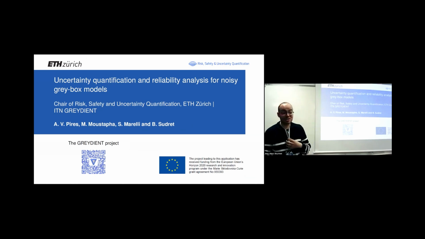I have been working for the GREYDIENT project since 2021. I work from ETH Zurich at the chair of risk, safety, and uncertainty quantification. The topic of my research is uncertainty quantification and reliability analysis for noisy gray box models, meaning that the goal of my project then is to develop a methodology that is robust and cheap to evaluate, reliable, to perform reliability analysis for these noisy or non-deterministic or stochastic models.